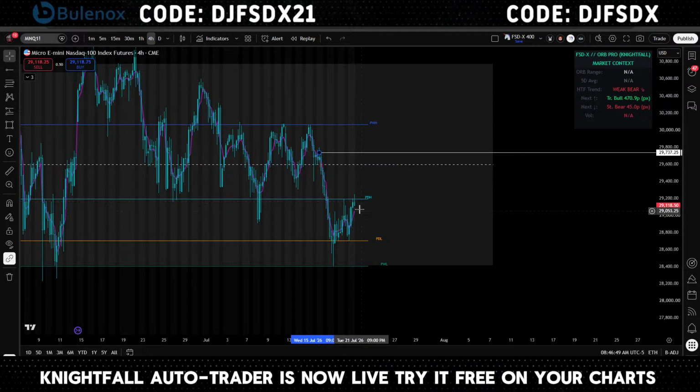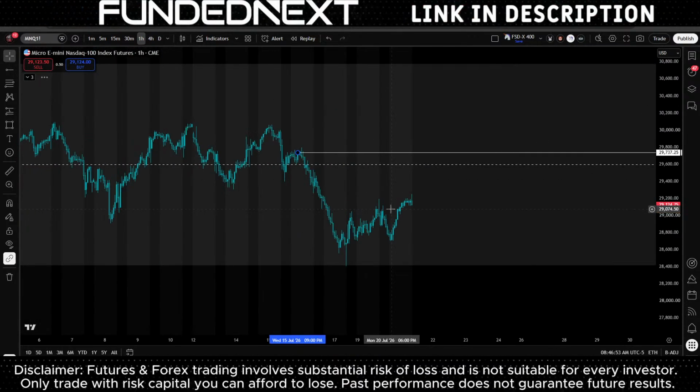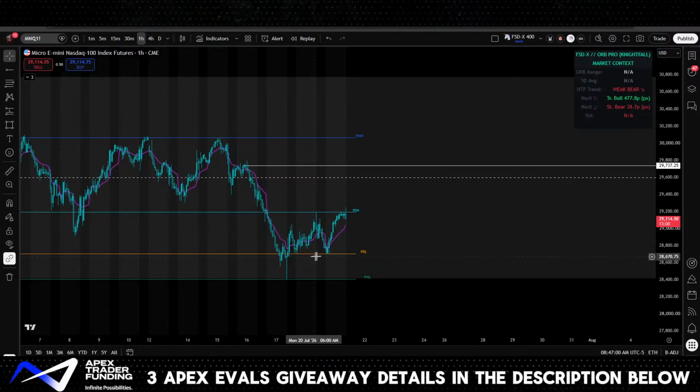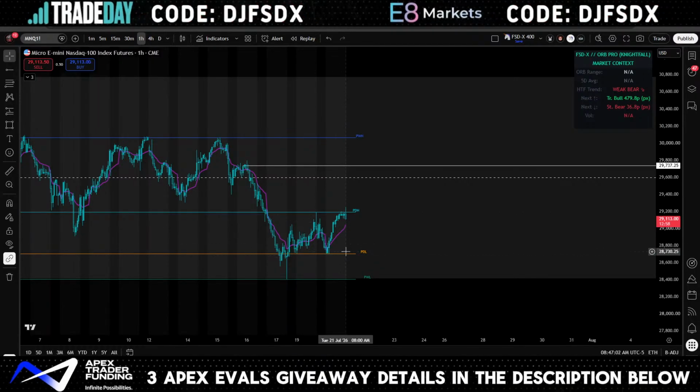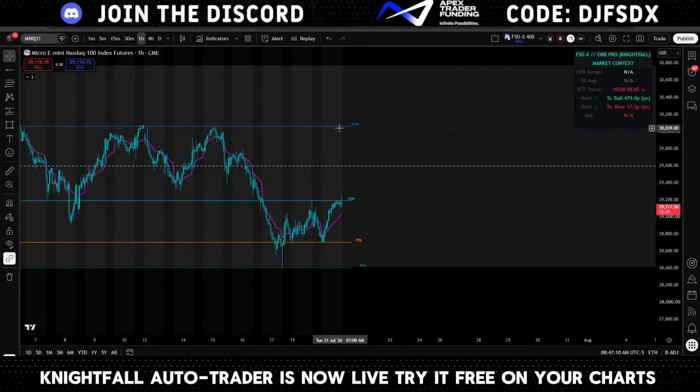Like if it bounces here, we might be stuck in this little range here. But if we can break out of here, then we can probably take out these highs. That would be the run I would want to catch.